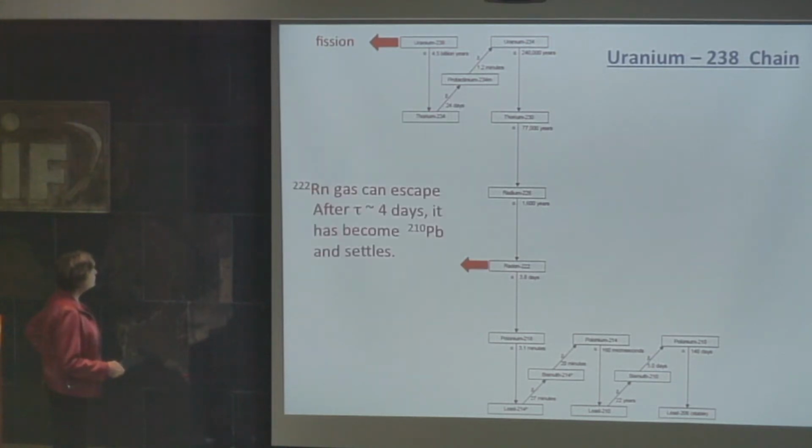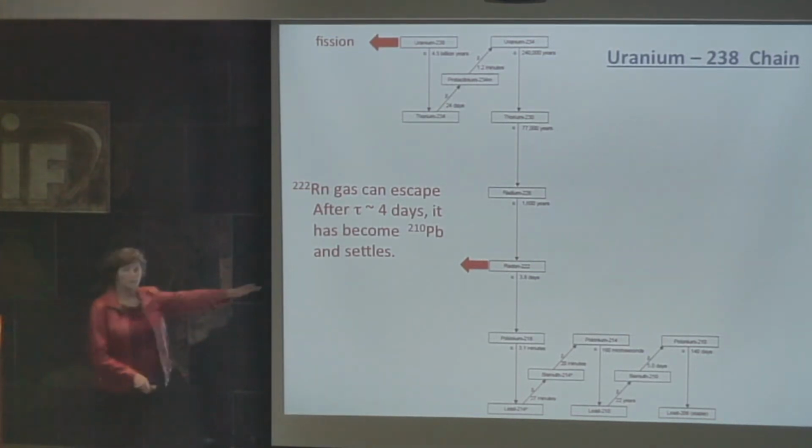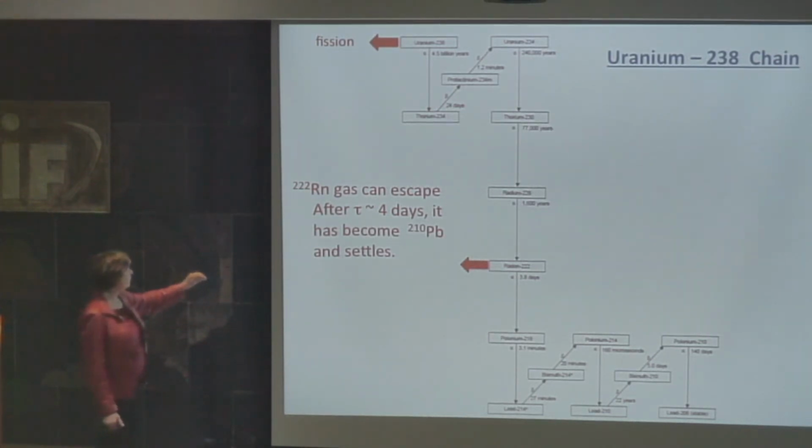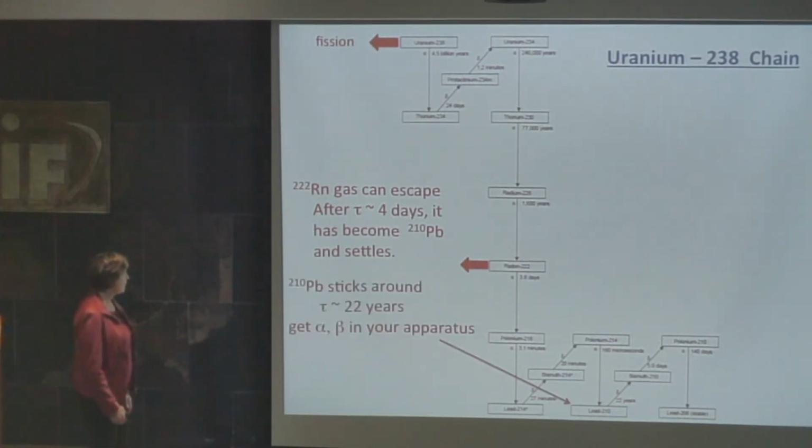The uranium chain also has radon, but this radon lasts for about 4 days. So it moves around and gets to other places, and then it settles on them, often getting onto a piece of dust, and the dust falls down on your material. And then it becomes lead-210, which sticks around for about 22 years.